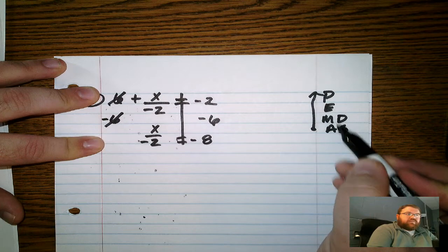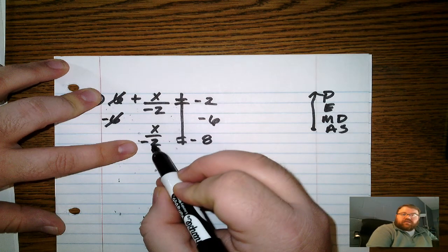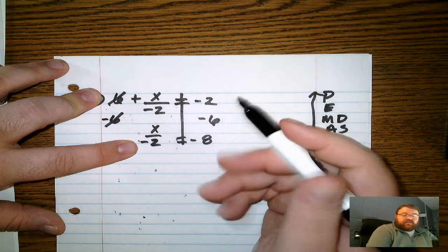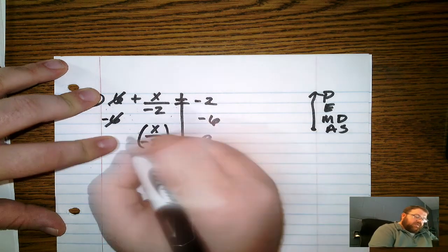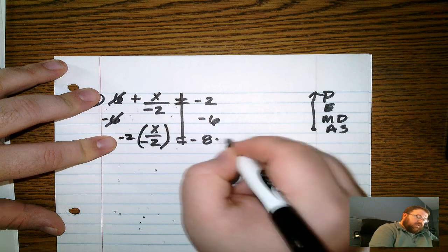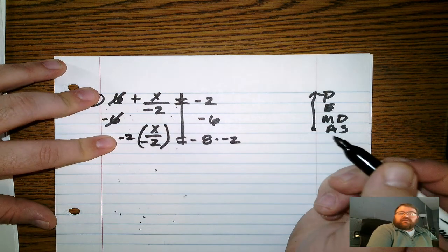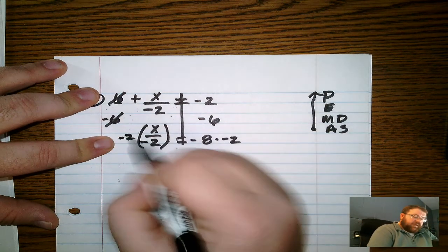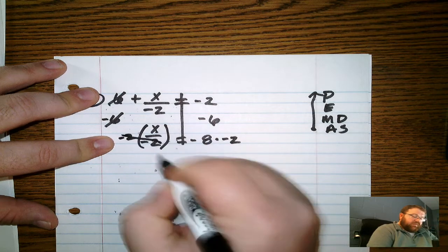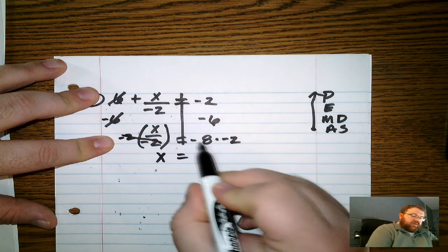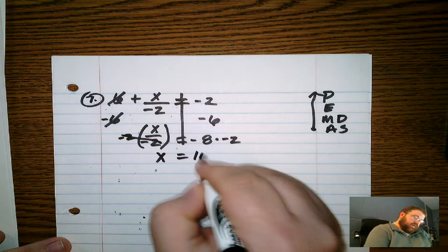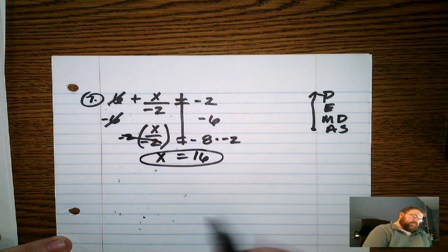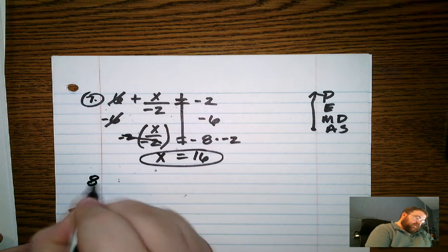Next, in order of operations, multiplication and division. This negative 2 is trying to divide. I know that because it looks like a fraction. So the opposite of division is multiplication. So I'm going to multiply both sides by negative 2. The negative 2s cancel. Leaves me with x equals negative 8 times negative 2 is positive 16. Number 8.